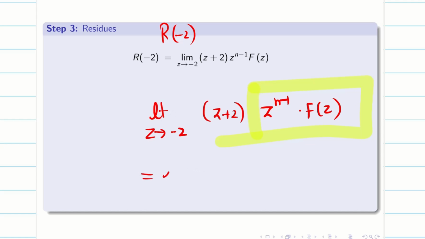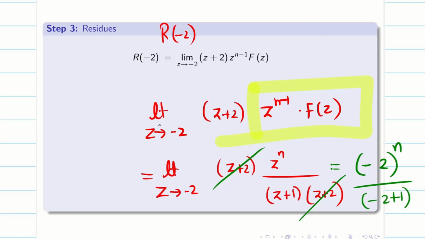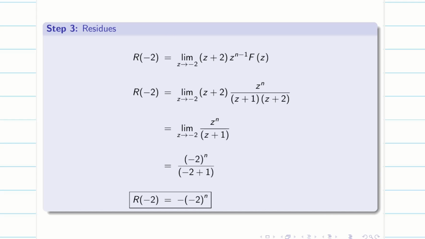Now, substituting, limit z tends to minus 2, (z plus 2) z power n divided by (z plus 1)(z plus 2). Now, z plus 2, z plus 2 get cancelled. When you apply the limit, you'll be getting (minus 2) whole power n divided by minus 2 plus 1. So, my final answer is going to be minus of (minus 2) whole power n. You can see the typed version.